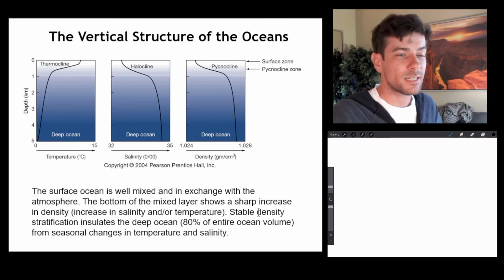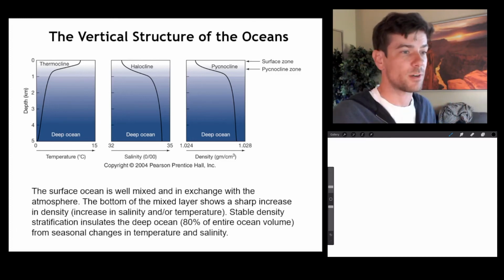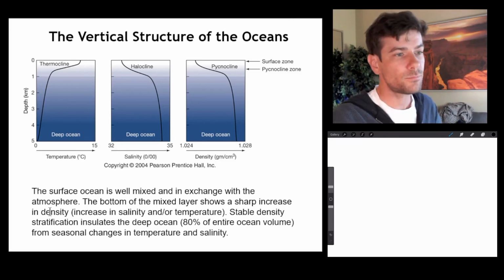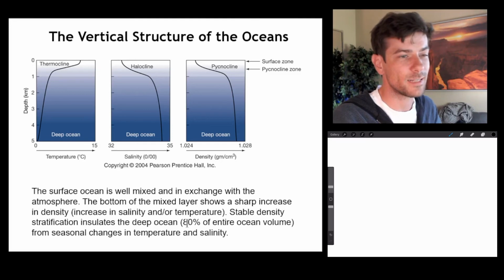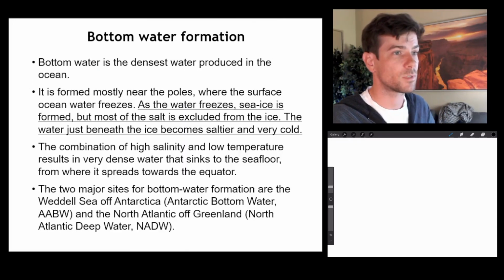And this stable density stratification just means one thing sitting on top of another, not really mixing. The stable stratification insulates the deep ocean. The deep ocean accounts for about 80% of the entire ocean volume, and it is insulated from seasonal changes in temperature and salinity. There are, however, regional effects, and this is an example of a regional effect.